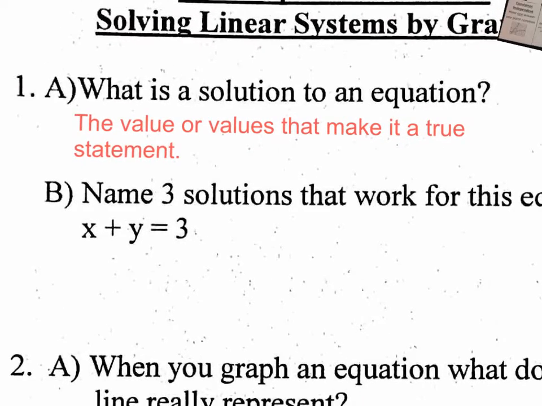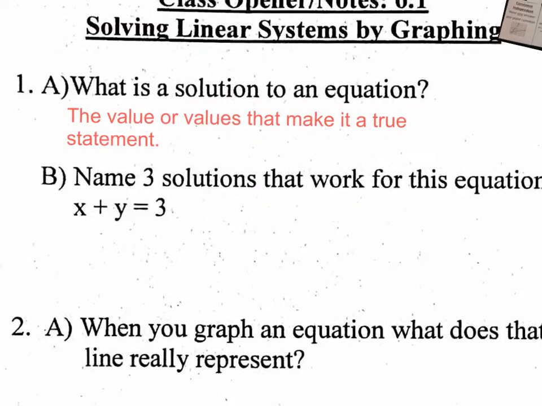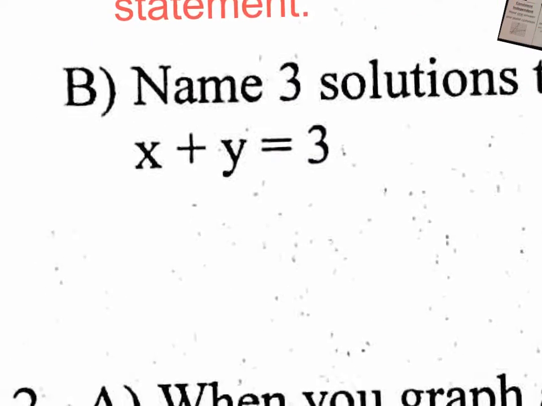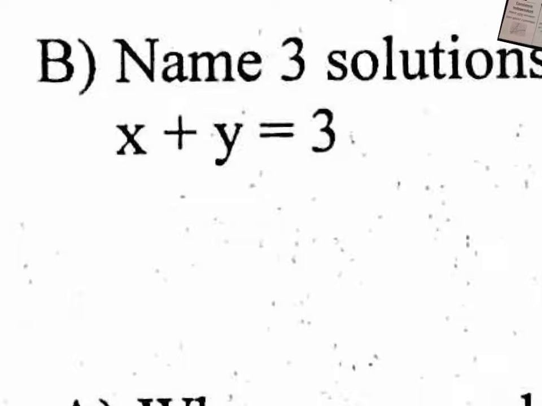It says, name 3 solutions that work for this equation, x plus y equals 3. So it could, give me 2 and 1, you guys said, right? Now, instead of saying x equals 2 and y equals 1, I'm just going to write it as a coordinate (2, 1), because a coordinate is an ordered pair, and that pretty much tells you that your first number is x, your second number is y, and that is true. 2 plus 1 equals 3. So this is a solution. Why is it a solution? Because when I plug it in, it gives me a true statement. Is there any other answers that work?